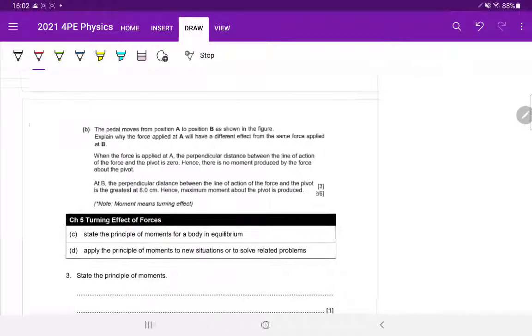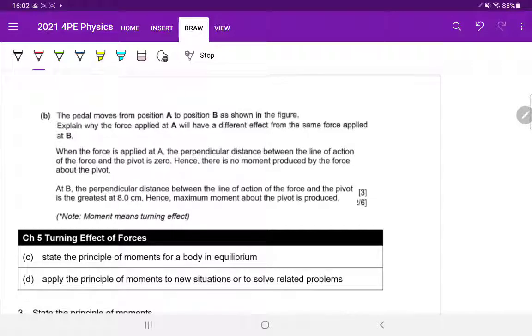Okay, so I've already put the answer here. When the force is applied at A, the perpendicular distance, this is the key thing you're trying to explain. The perpendicular distance between the line of action of the force and the pivot is 0. So what? So why does this result in a different effect? So there is no moment produced by the force about the pivot. When I say there is no moment, I'm basically saying there is no turning effect, because moment means turning effect, right? They're asking for a different effect, so I'm saying there is no turning effect produced by the force about the pivot. Okay, then at B, so they ask you to explain A and B, right?